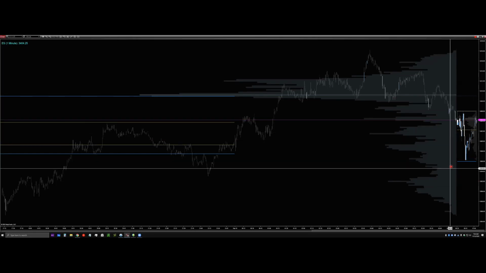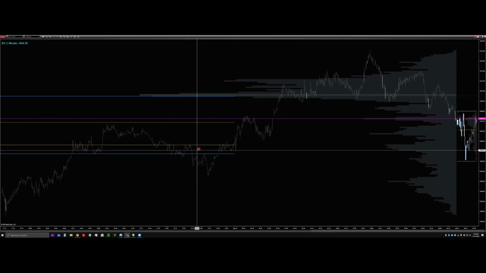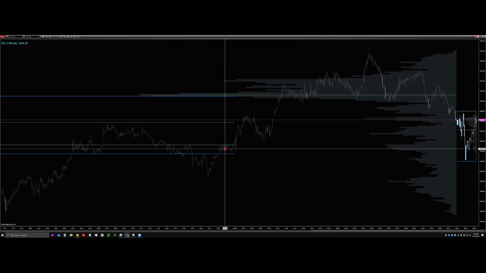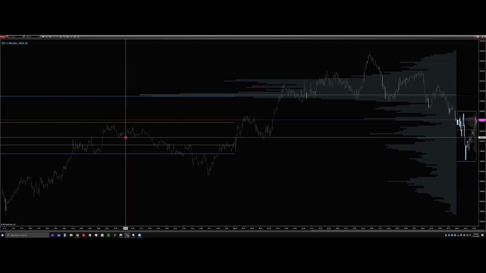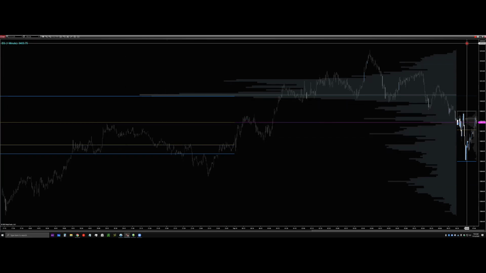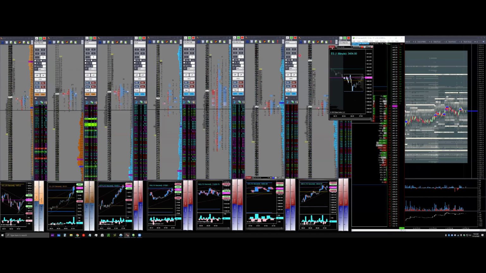We hit it right on the nostril. It was that other low, the low of the previous day. That happens every day, guys. This is that easy. Just combine yesterday's volume profile with the overnight, and you'll see where the HVNs are. Don't overthink it.